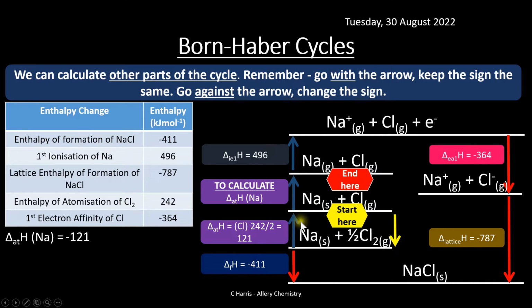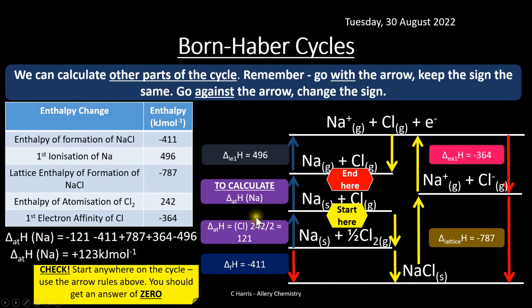We're going against the arrow here, so that's minus 121. We're going with the arrow here, so we keep the sign the same, minus 411. Against the arrow here, plus 787. Against the arrow here, plus 364. And then against the arrow here as well, which is minus 496. Literally put all that in the calculator and we should get an enthalpy of atomization of plus 123 kilojoules per mole.